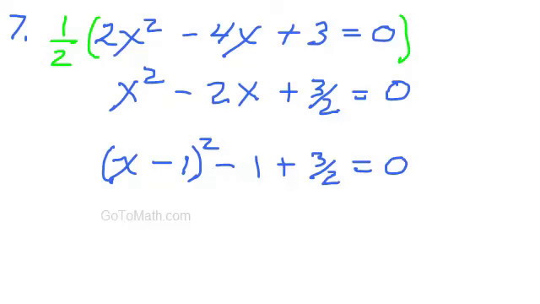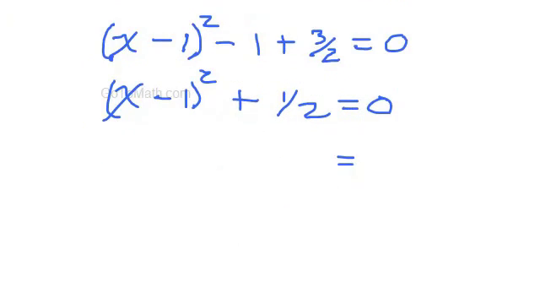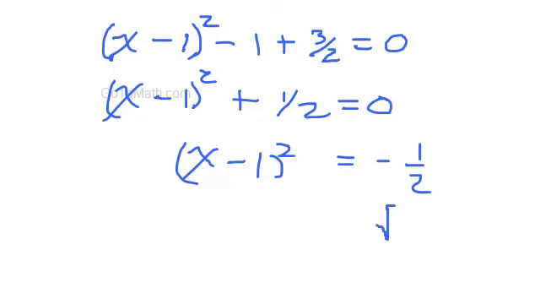Okay, so we got minus 1 plus 3/2, this is 1.5, so this just ends up becoming what? A half. Right, so x minus 1 squared plus a half is equal to 0. Take this half over, so we have negative a half. Alright, and then square root both sides. Remember to write the plus or minus here.